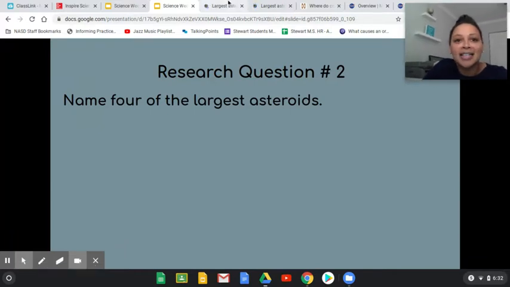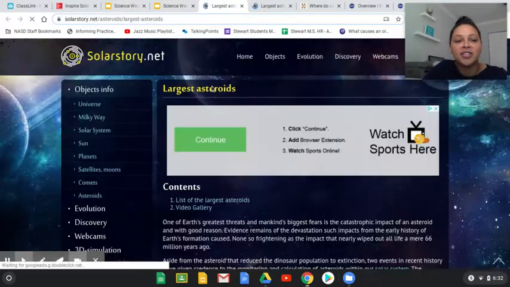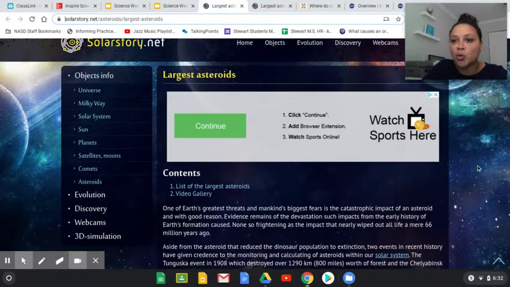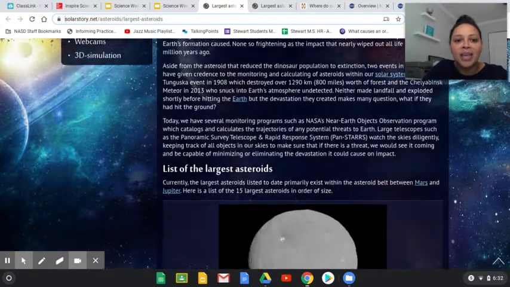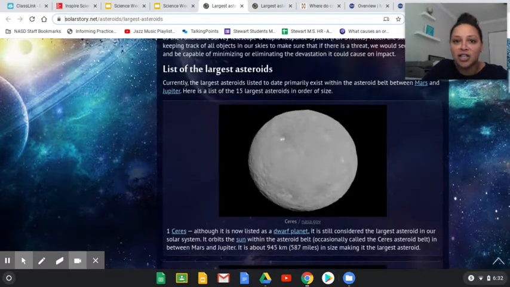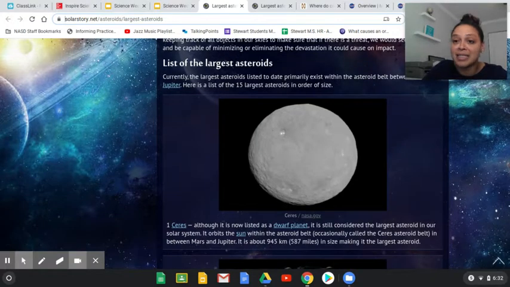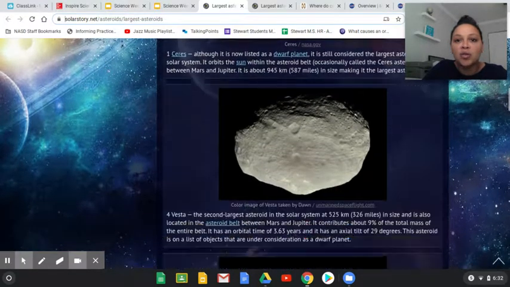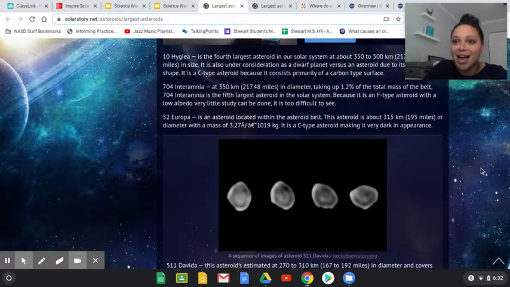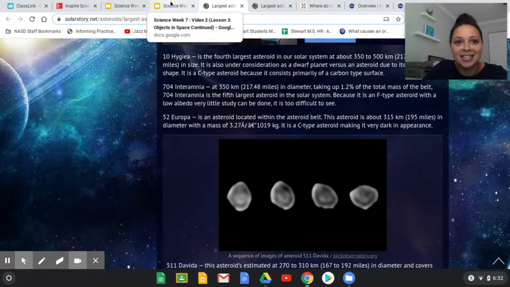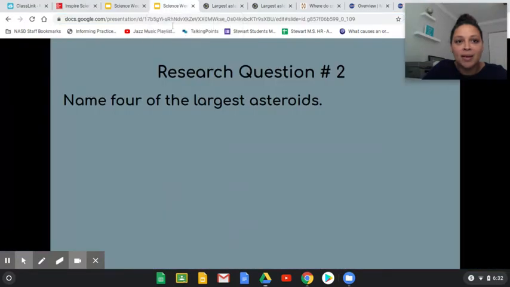So again, I typed my question or topic into the search engine, and then I found this website, solarstory.net. I scanned through it and found the list of the largest asteroids that have been discovered to date. I scrolled through until I found 4 of the largest asteroids that exist. That was a great website for me to include.